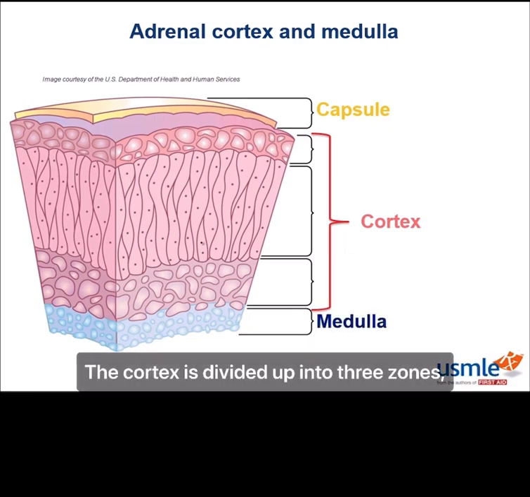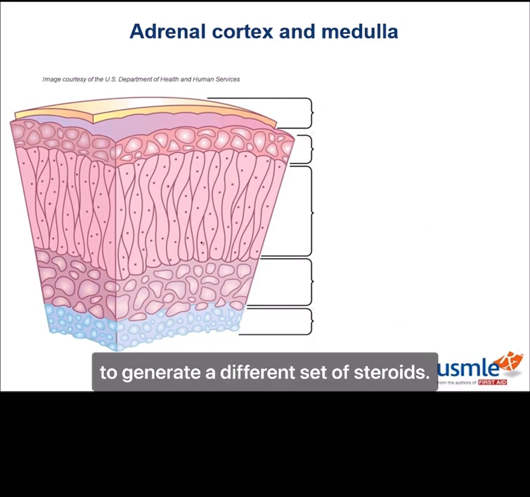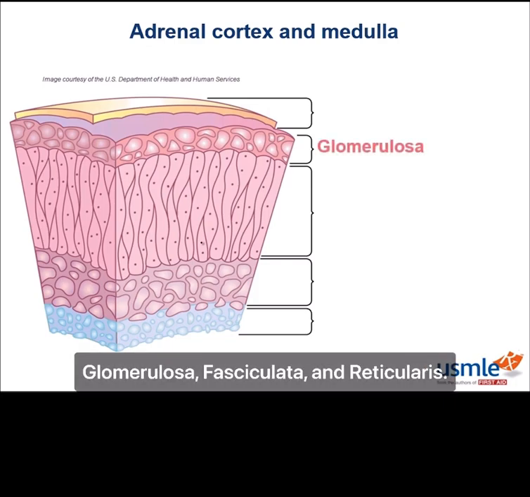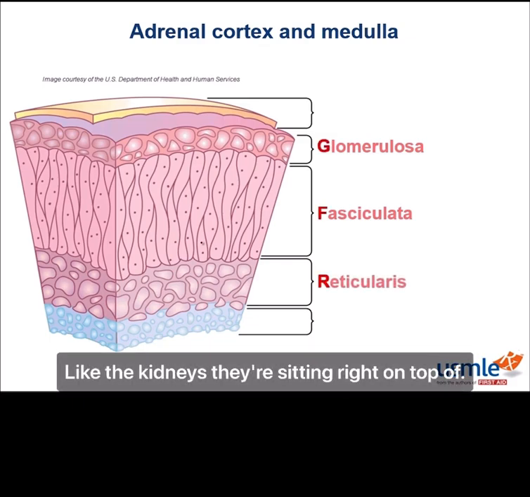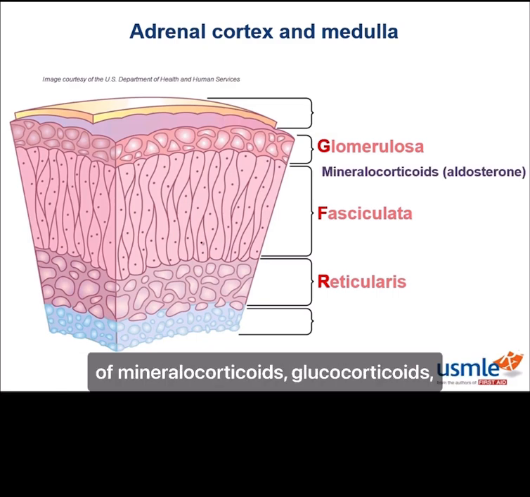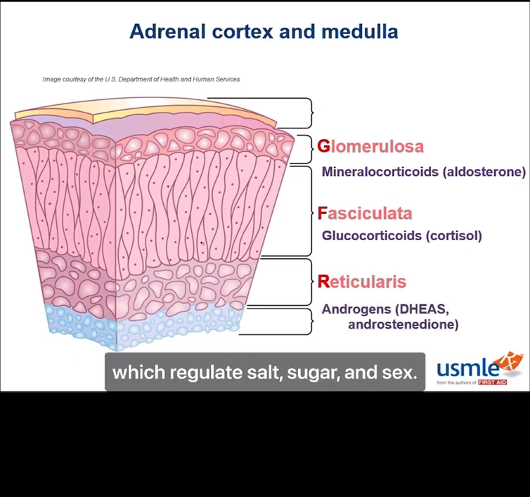The cortex is divided up into 3 zones, each one of which contains a different arsenal of enzymes to generate a different set of steroids. From outside to in, the zones are named glomerulosa, fasciculata, and reticularis. Remember G, F, R. Like the kidneys, they're sitting right on top of. These zones are responsible for the production of mineralocorticoids, glucocorticoids, and weak androgens, respectively, which regulate salt, sugar, and sex.